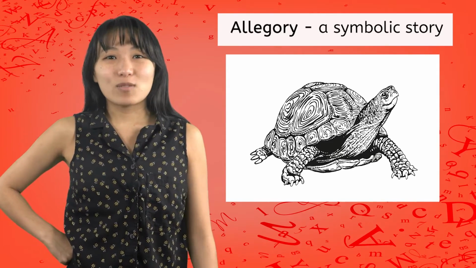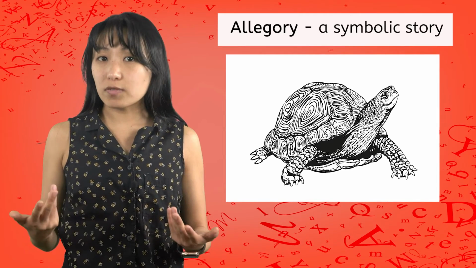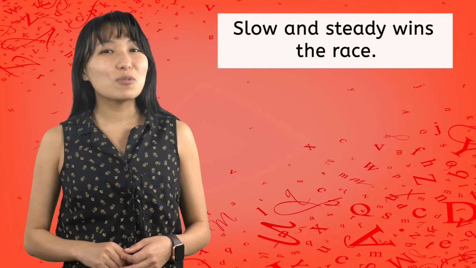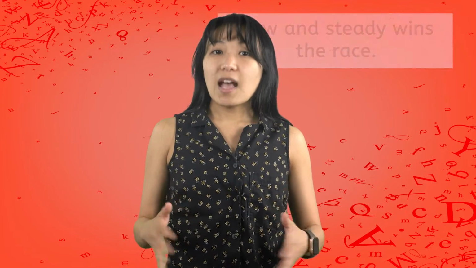So what do you think? What might each character represent? What's the lesson or moral of this story? This story teaches the classic lesson that slow and steady wins the race. This is a classic allegorical tale. Everything in the story is symbolic of something larger. This same concept can be applied to many different works of literature.